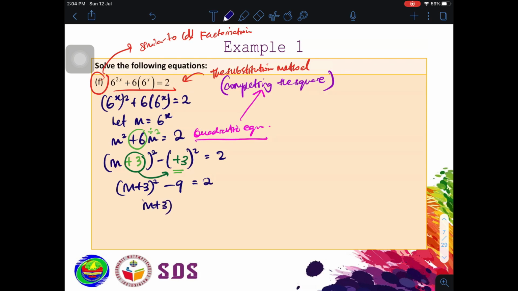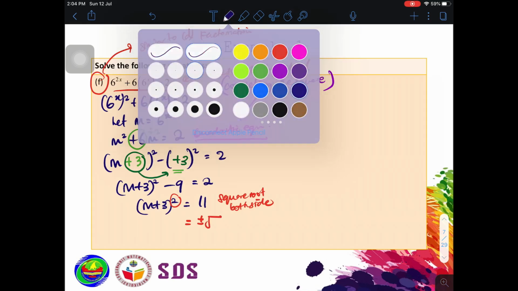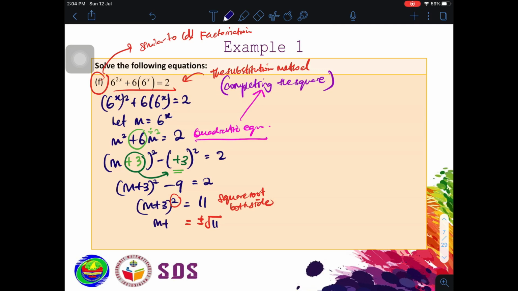Simplify it again, you will get 11. And now you can't leave your answer like that. You want to square root both sides. This one will disappear and it will give you positive and negative square root of 11, and you will get only m + 3. Therefore your m is equal to negative 3 plus or minus surd 11.